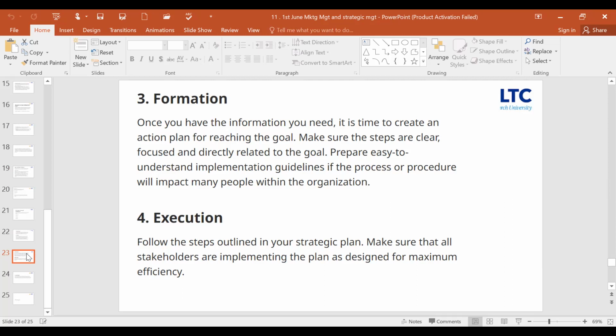All the products were relaunched. Why? Because we have a corporate goal. And then we execute it. Follow the steps outlined in your strategic plan. Make sure that all stakeholders are implementing the plan as designed for maximum efficiency.